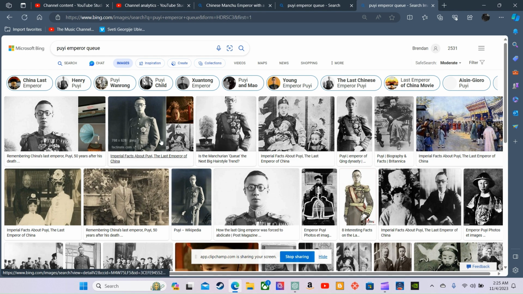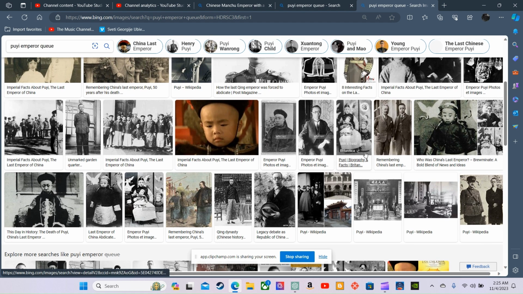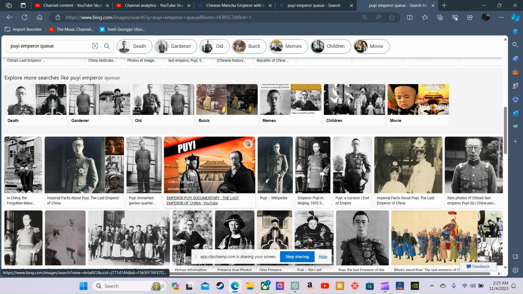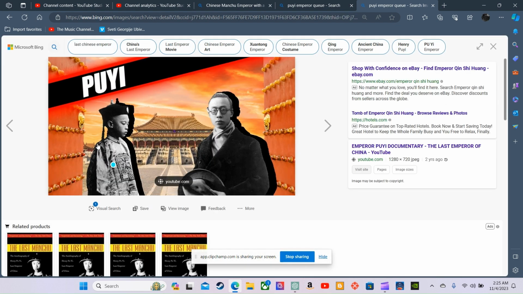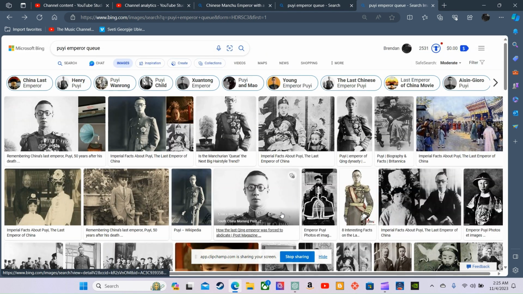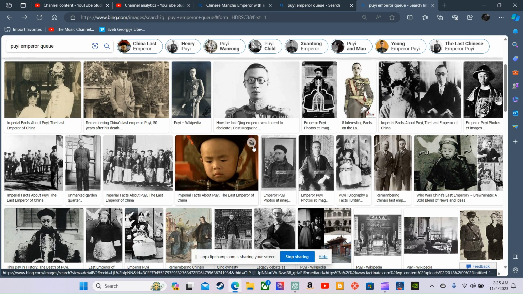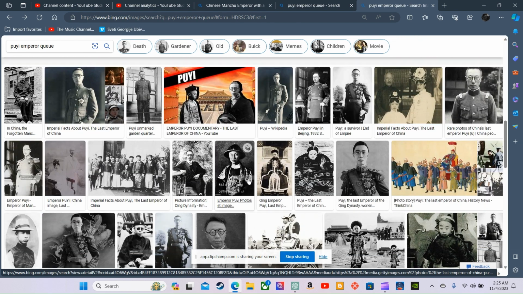Because if we look at pictures of the emperor, he was a very, very young child when he became emperor and only really ruled for about 3 years until the 1911 revolution. But clearly he wore a queue, but he cut it off after the revolution during the Republic of China and then during the rule of Mao as the ruler of the communist People's Republic of China.